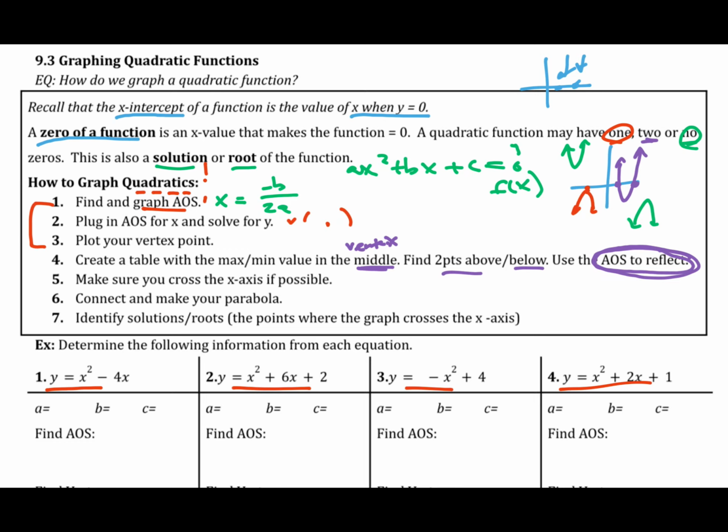Then we're going to graph. We need to make sure that when we graph, we actually cross the x-axis if possible, especially if we're being asked for the solutions. We're going to connect. We're going to make sure that we have arrows on the ends of our quadratic. And if possible, we're going to identify those solutions or the points where we cross the x-axis. So create the table, plot the points, connect with an arrow, identify the solutions as we can. So let's go to the graphs and make those tables.